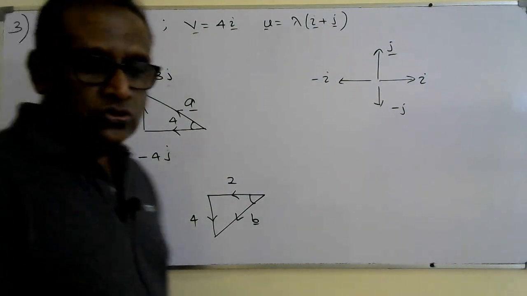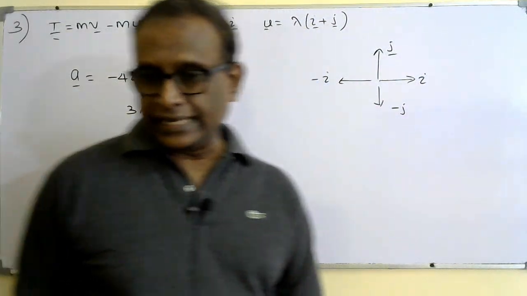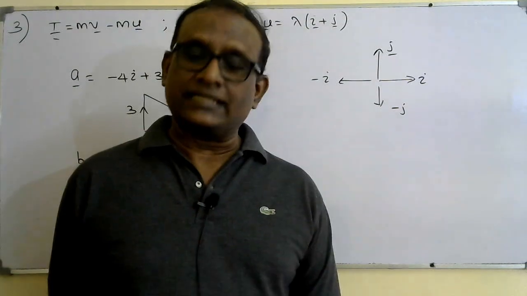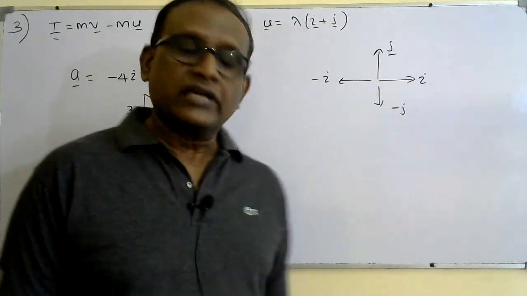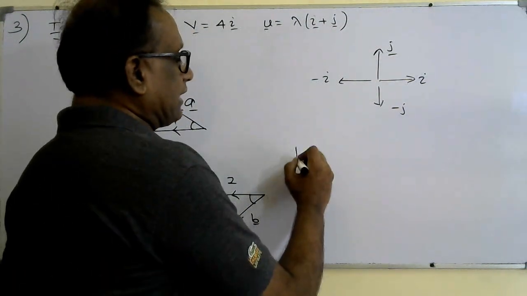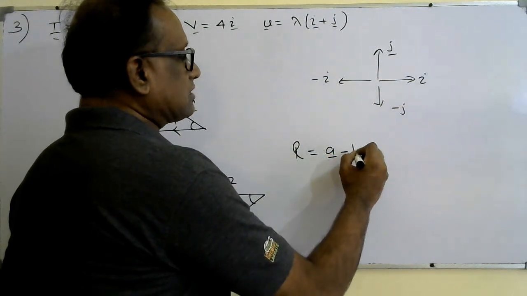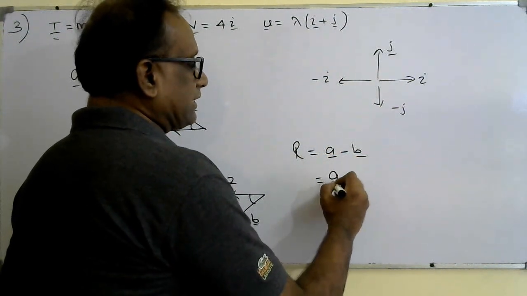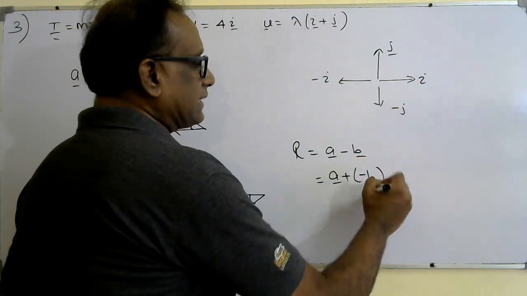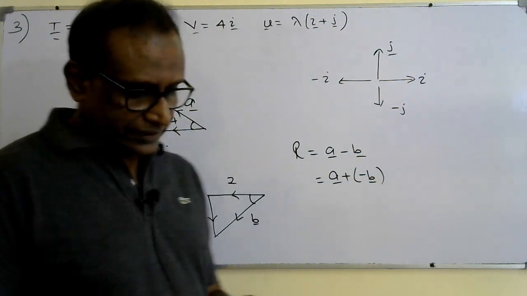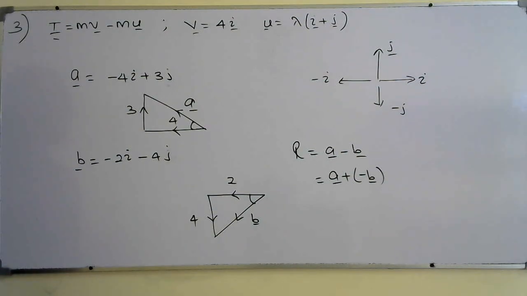Okay, so these things you must know when we are drawing the vector diagram. There is nothing called a vector subtraction rule, only the vector addition rule. So even if you get something like vector R is equal to vector A minus vector B, that means vector A plus minus vector B. That's the meaning of the vector addition rule. So remember that. Okay, we'll come to the diagram now.